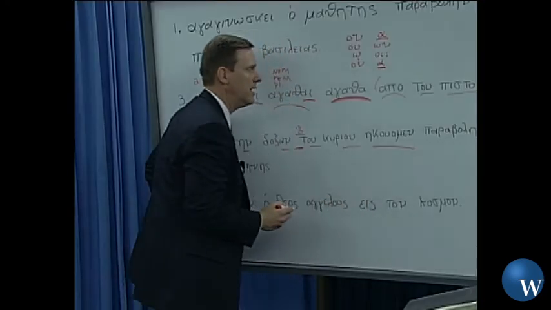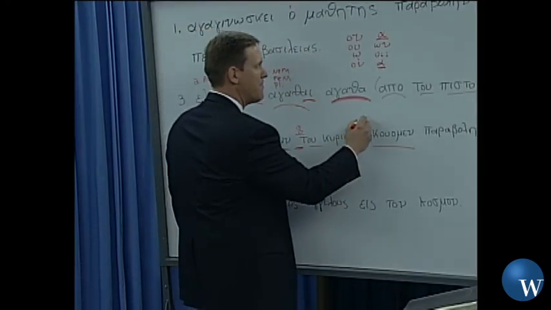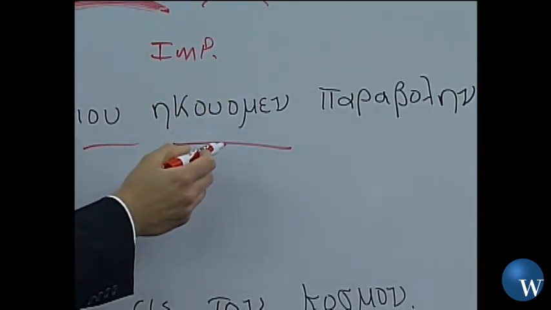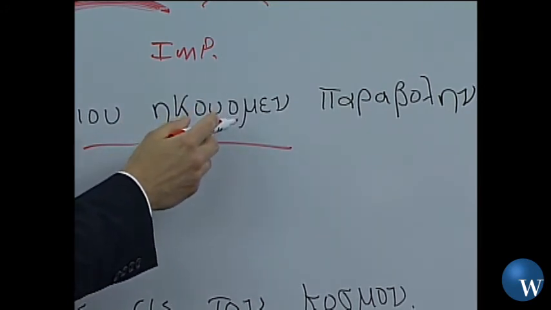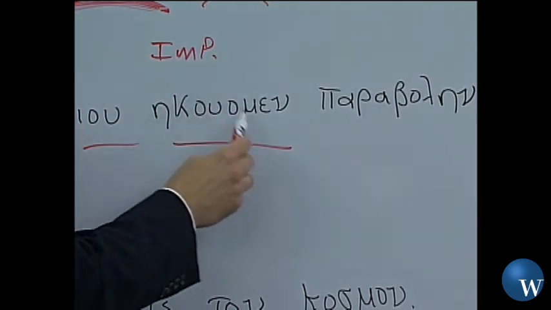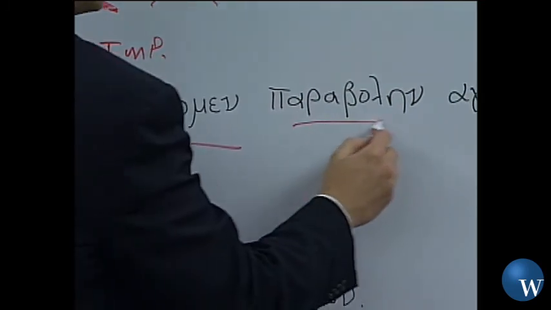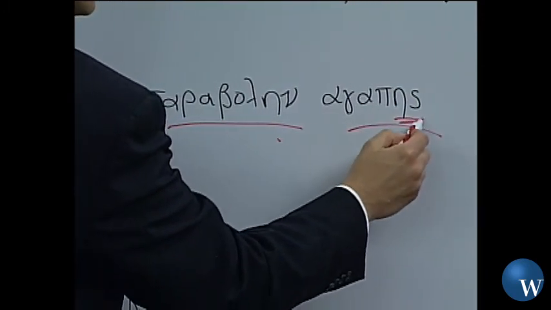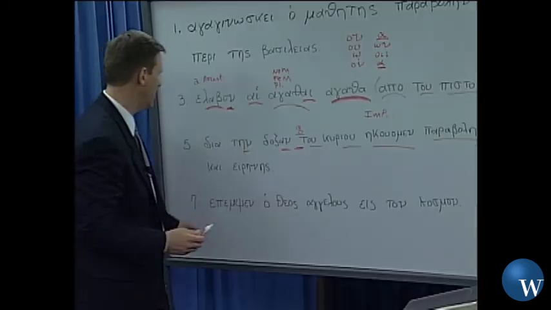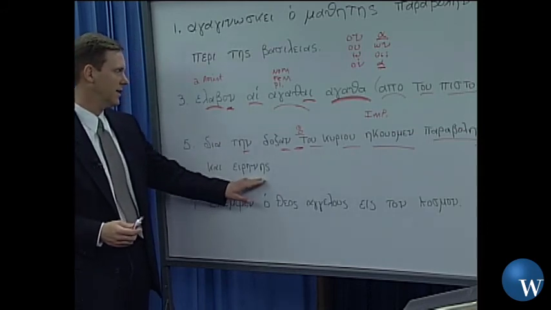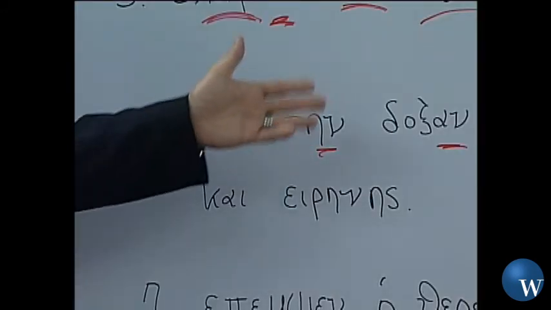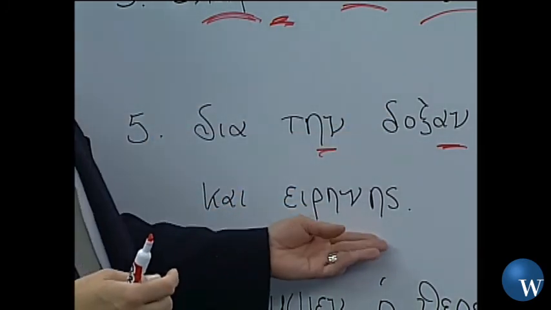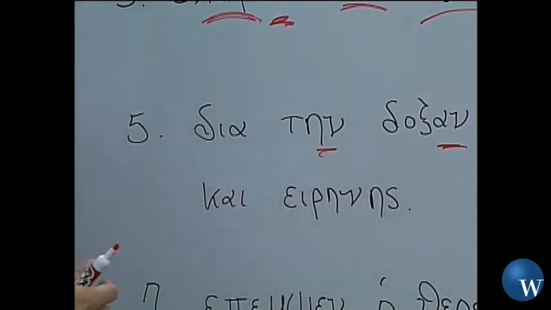Notice, we were hearing. This is imperfect, first person plural, all right? Imperfect, first person plural, active indicative, means we were hearing a parable, okay, accusative case. Here's a genitive, of love, and peace, okay, and of peace. So, on account of the glory of the Lord, we were hearing a parable of love and of peace. Okay, well, we wouldn't have to supply of again. We could just say peace.